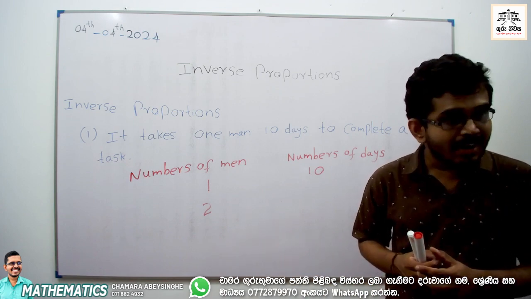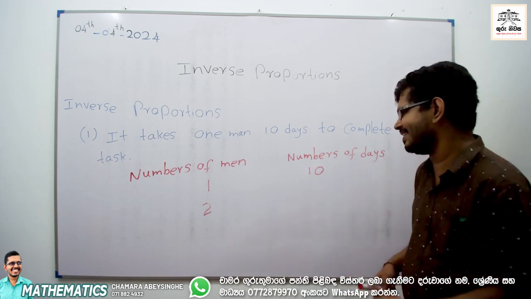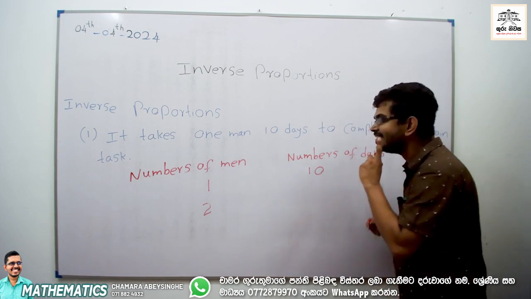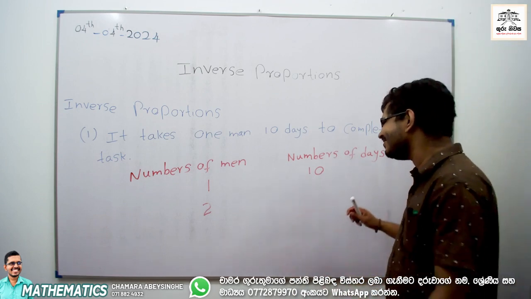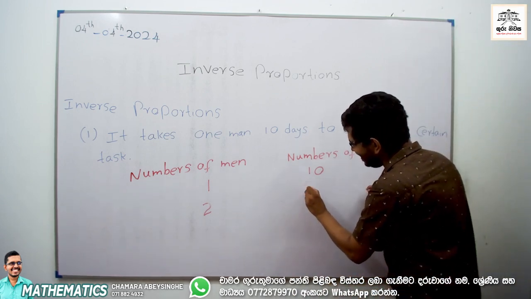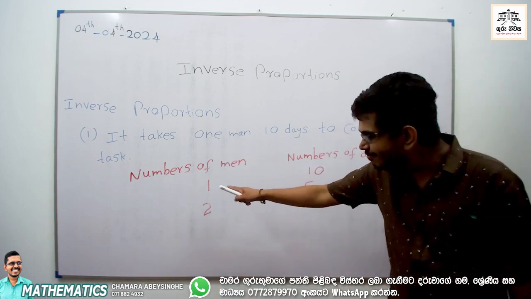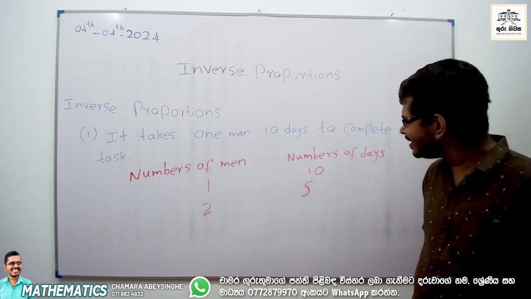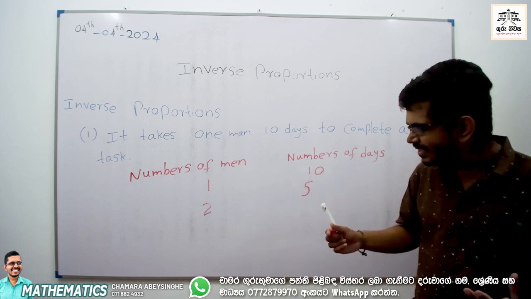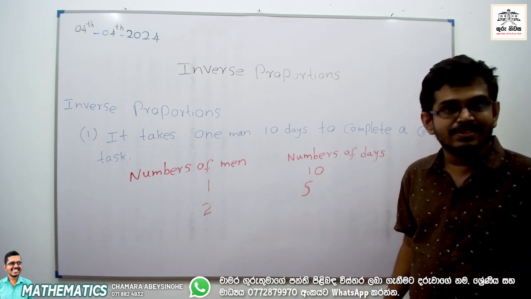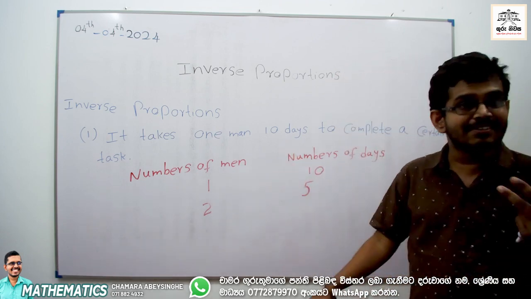5. One student said 5. Yes, sir. Others? 5. Yes, that is the answer, students. If one man completes it in 10 days, with two men, 5 days are needed to complete this task. එක්කෙනෙකුට 10යි නම් දෙන්නෙක් හිටියොත් මේ දවස් 5කින් ඉවරයි.